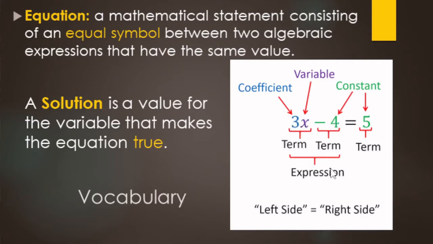So 3x minus 4 is an expression. The solution to an equation is the value for the variable that makes the equation true. So when we're talking about equations, we can solve them, but if we don't have the equal sign, it doesn't make sense to solve an expression. So we can simplify expressions, but we can't solve them. It's kind of like winning a touchdown when you're playing baseball.